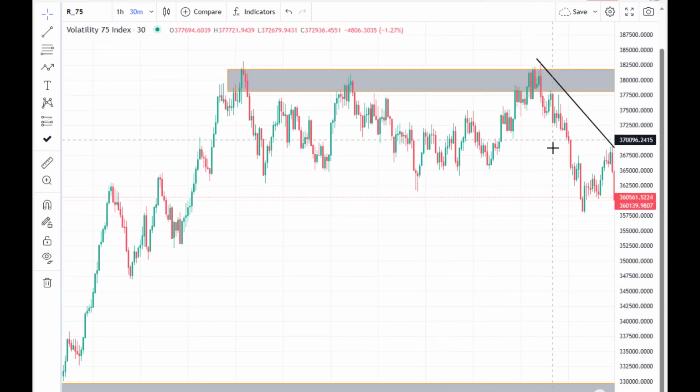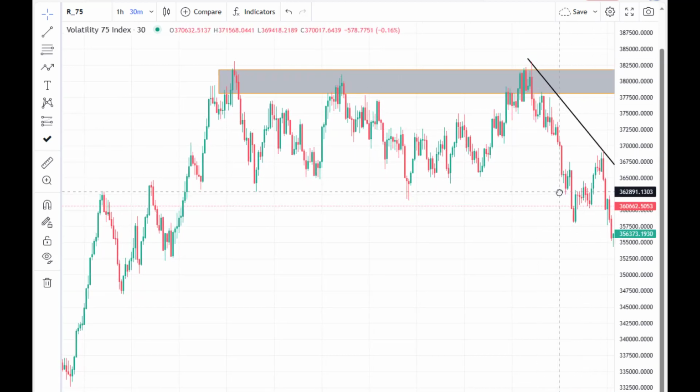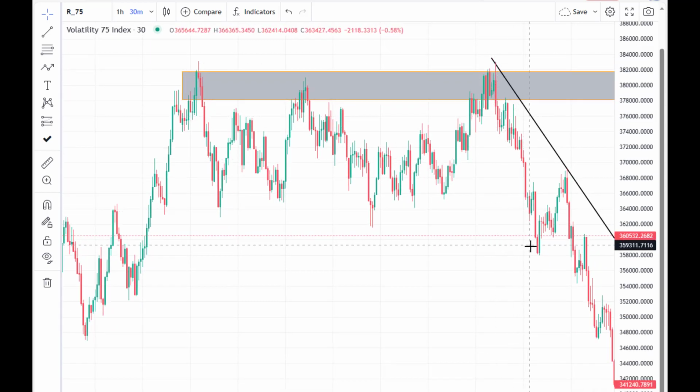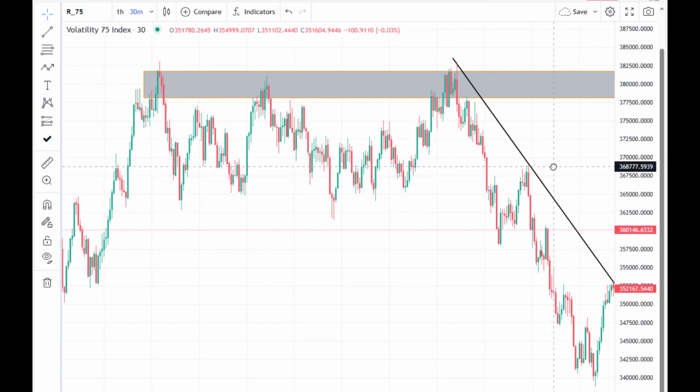You connect the high, let's say this is where price was, you connect this high to the next high, and then you drag down. Now that price has rejected once and rejected twice, what happened? Price will probably be coming up the third time to find this to be what? A resistance.